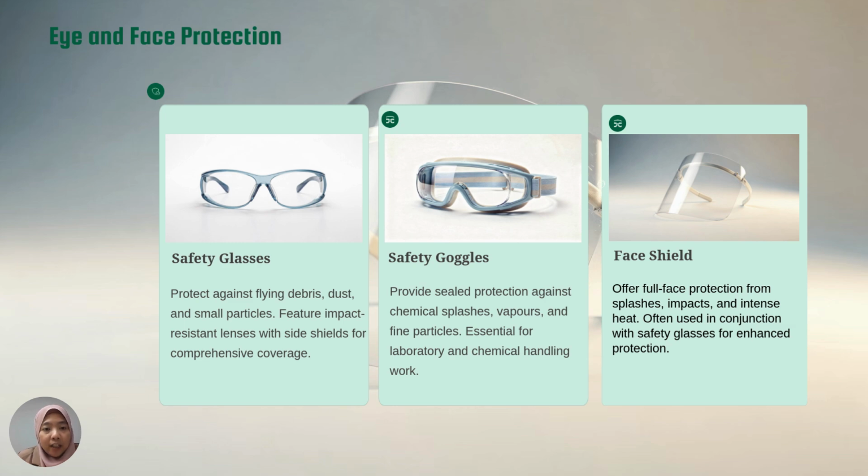We also have safety glasses, which can protect against flying debris, dust, and small particles, and safety goggles, which provide sealed protection against chemical splashes, vapors, and fine particles. This is essential for laboratory and chemical handling work. And lastly, we have face shields, which offer full face protection from splashes, impacts, and intense heat. This is often used in conjunction with safety glasses for enhanced protection.